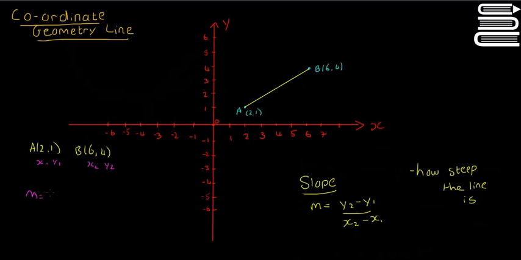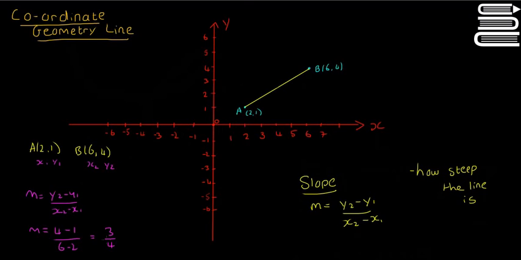So then m is equal to y2 minus y1 over x2 minus x1, and I write out the formula every time as well. So y2 is 4, minus y1, which is 1, divided by x2, which is 6, minus x1, which is 2. So that's equal to 3 over 4. Okay, so 3 over 4 is our number.